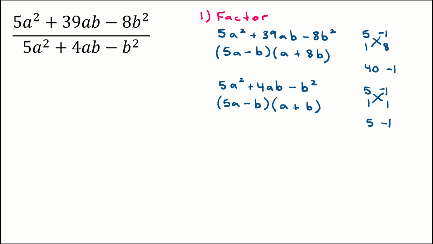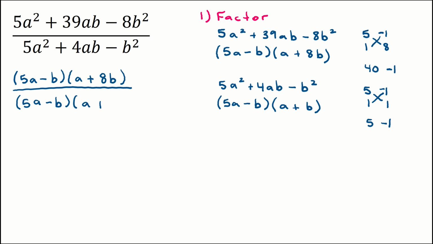Putting everything back into our fraction, we get 5a minus b, a plus 8b, divided by 5a minus b, a plus b. Now we can go on to our second step, which is reduce. So we're going to cancel out the common factors. In this case, it's the 5a minus b. And that leaves us with a final answer of a plus 8b over a plus b.